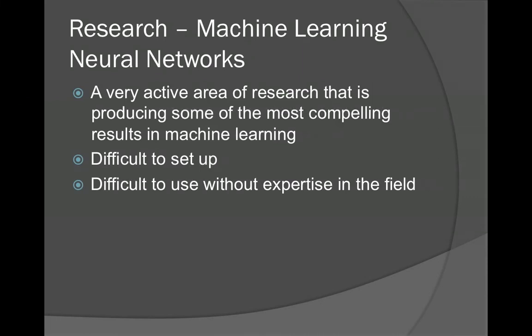Neural networks are an active area of research that is currently producing some of the most compelling results in machine learning, and so it was clear that we should investigate using them for our project. However, due to the algorithms being complicated to use as they are, we don't think they would be appropriate for us to use outside an integrated application due to the expertise needed in picking the right algorithm and adjusting the parameters appropriately.